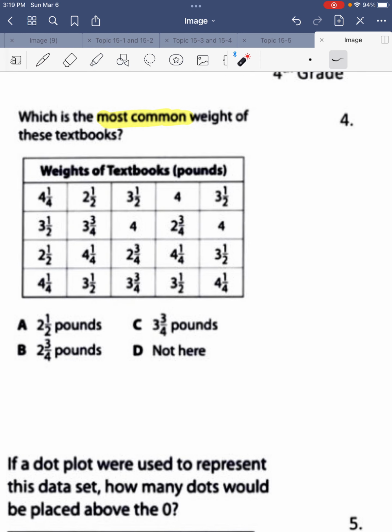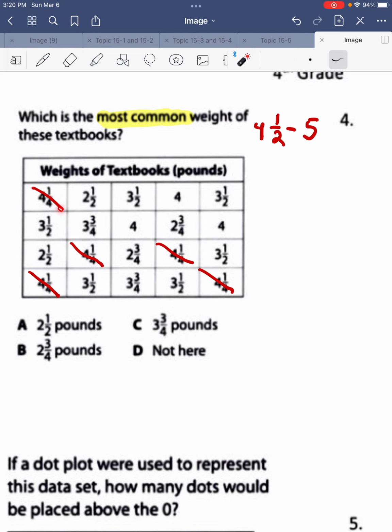So I'm going to take the first one I see, 4 and 1/4. I'm going to put it over here, 4 and 1/4, and see how many times it appears. 1, 2, 3, 4, 5. Okay, I'm going to write 5 next to it.